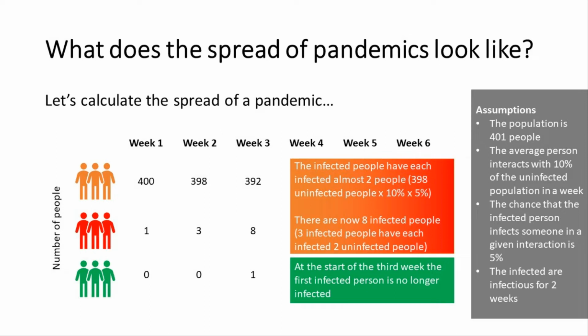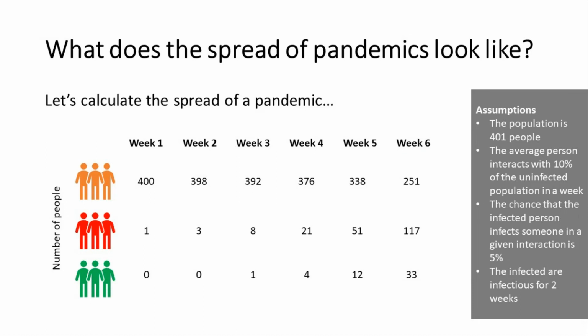So, in week 3, each of our 3 infected people has infected about 2 people each, on average. So we would have 9 infected people during that period, but one of them has now gone. They were infectious for 2 weeks and they've been removed. So, at the start of week 3, we've got 8 infected people and 1 person that's been removed. They're no longer infectious. Here are the figures going forward all the way out to week 6.